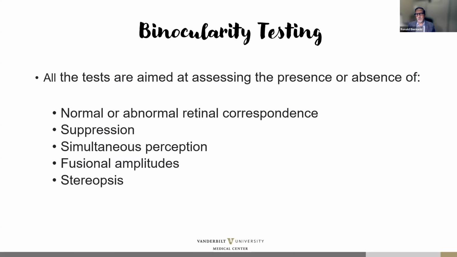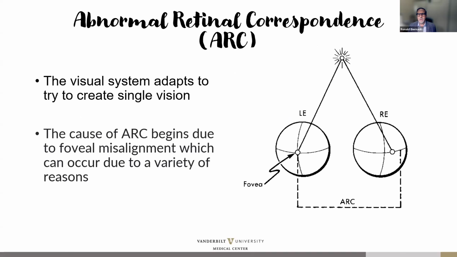So let's look at some of the binocular testing that we do. All the binocular tests are aimed at assessing the presence or absence of normal or abnormal retinal correspondence, suppression, simultaneous perception, fusional amplitudes, and stereopsis. Before any test is undertaken, it's also essential to assess the visual acuity, the fixation of the strabismic eye, and the direction and size of deviation. So we talked a little bit about NRC. What is ARC? Abnormal retinal correspondence is when the fovea of one eye is associated with the pseudofovea area of the other eye to give rise to a perception of a single object. And it's usually seen when the angle of strabismus is small.